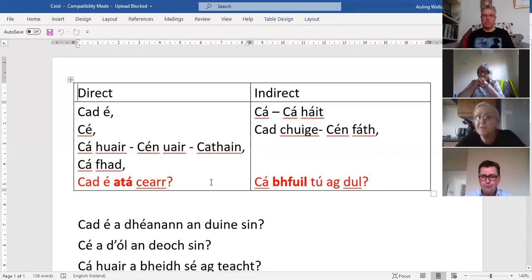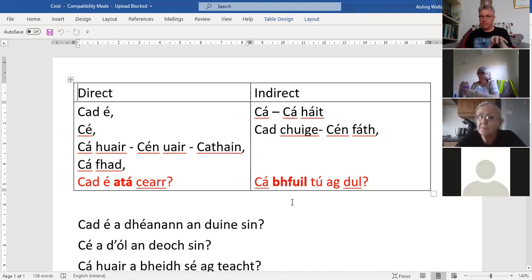Are these printable? Can we print these? I can send this on to people after the class. So I'll send all these notes to Killian, and then Killian will send them on to you.